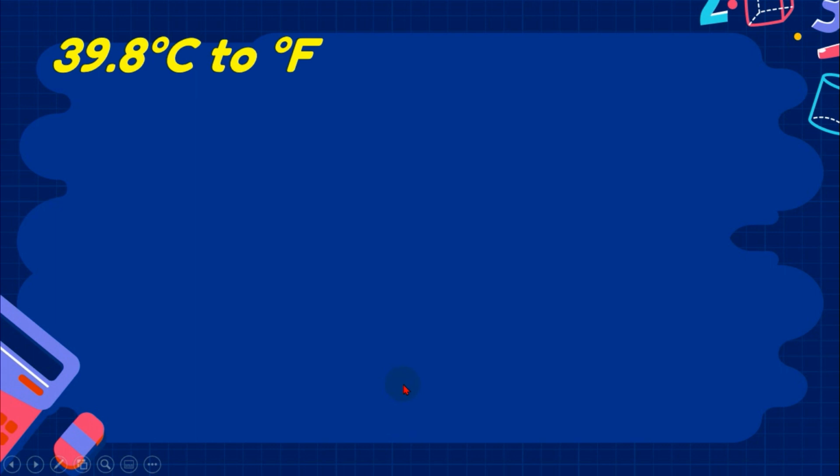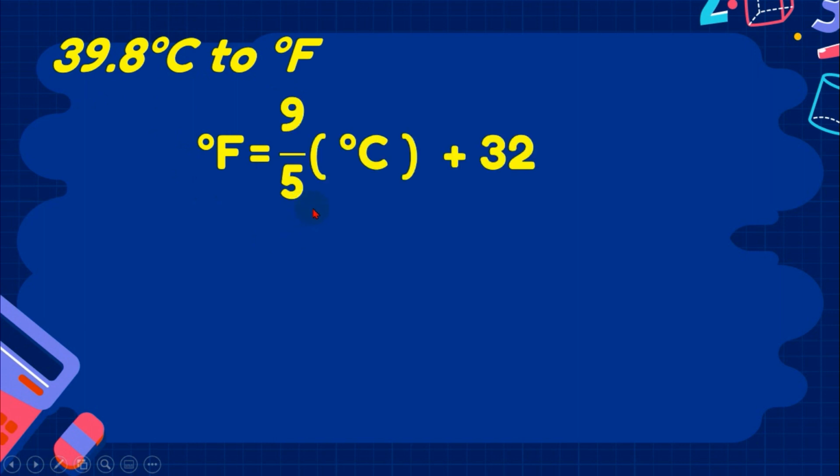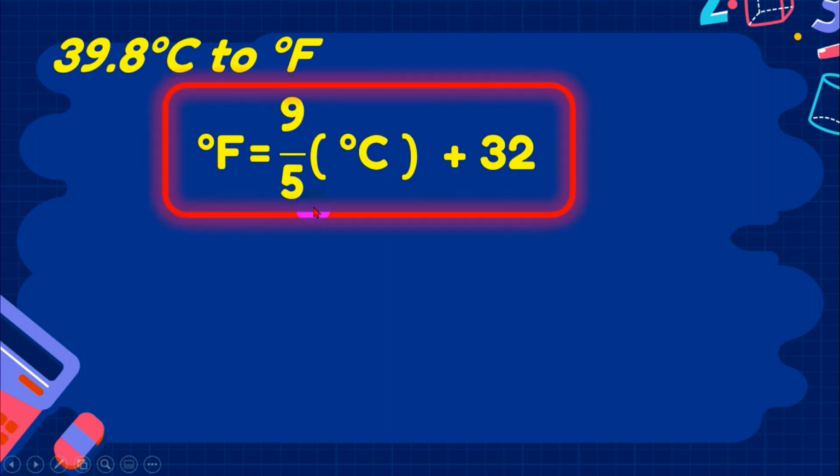Using the formula, convert 39.8 degrees Celsius to degrees Fahrenheit. So, in this case, given daw yung degrees Celsius, pinapahanap yung degrees Fahrenheit na katumbas nito. Using the formula, degrees Fahrenheit is equal to 9 over 5 times degrees Celsius plus 32. Yan yung formula na gagamitin natin. Malalaman nyo naman kung ano yung formula na gagamitin. Kung ano yung nawawala, yun yung formula na gagamitin natin. Dahil nawawala yung degrees Fahrenheit, therefore, yun yung gagamitin natin.